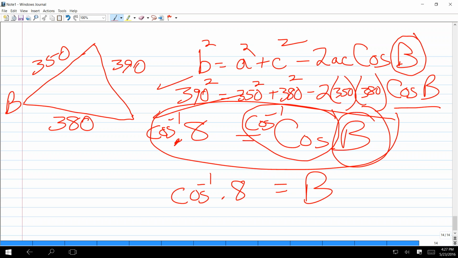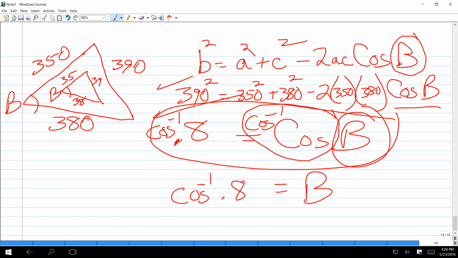Okay? You see why dropping all the zeros doesn't change anything? Because you still have a similar triangle. In other words, if I had a triangle that was 35 by 39 by 38, that angle B is the same as that angle B, because they're similar. Similar triangles have the same angles. So I could help myself by dropping all the zeros, but that's about the only thing I can do to simplify this problem.